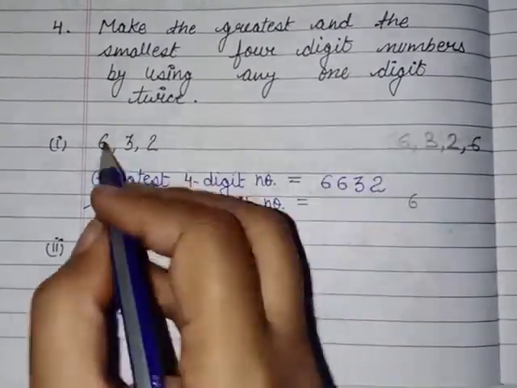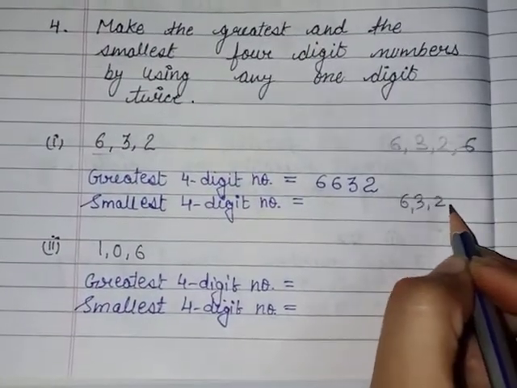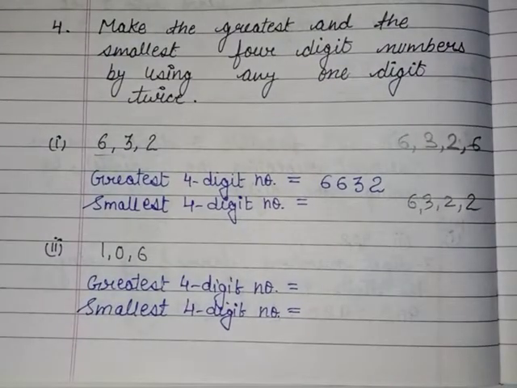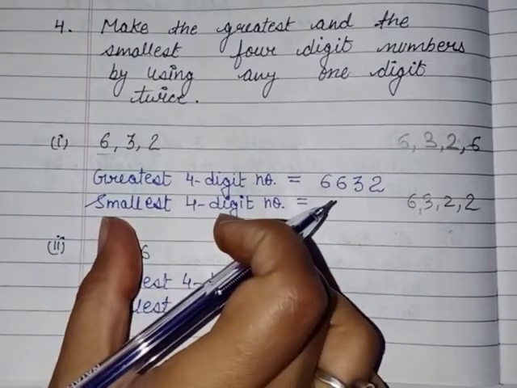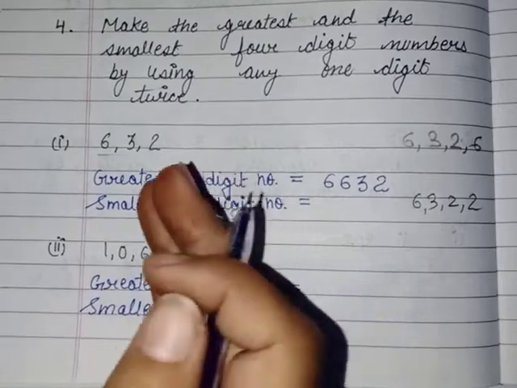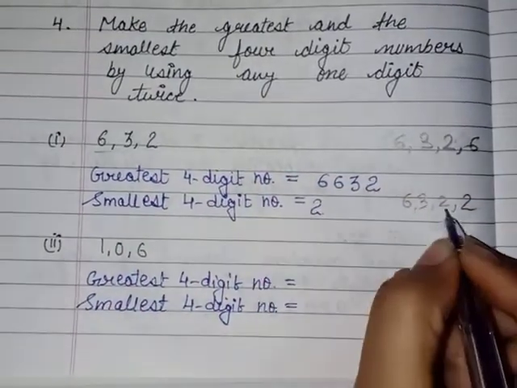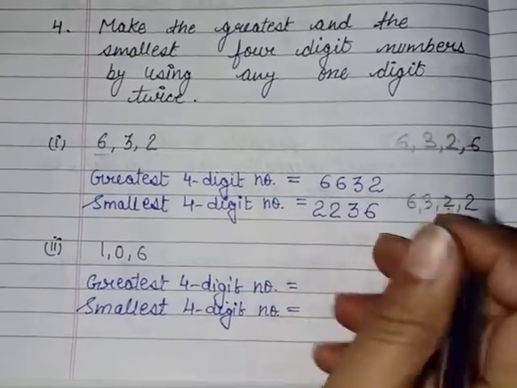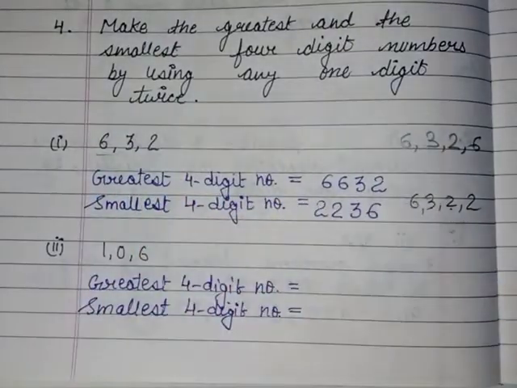To form the smallest number, which digit you will repeat? You will repeat these digits they have given, 6, 3, 2, and you will repeat the smallest digit, which is 2. Now put them in ascending order. Smallest number you want to form now. So you will start writing the digit from the smallest to the greatest. Smallest digit is 2, again 2, then 3, then 6. So this is the smallest 4-digit number formed using these 3 different digits.